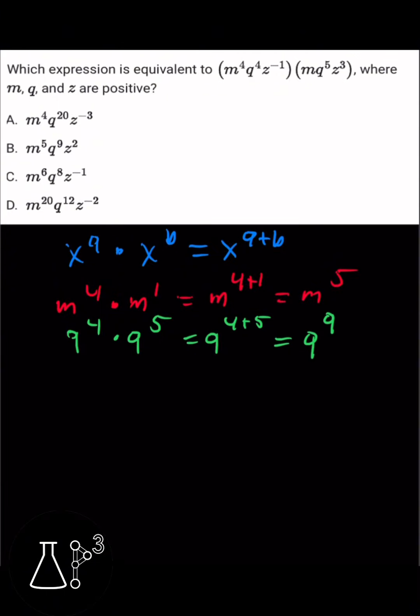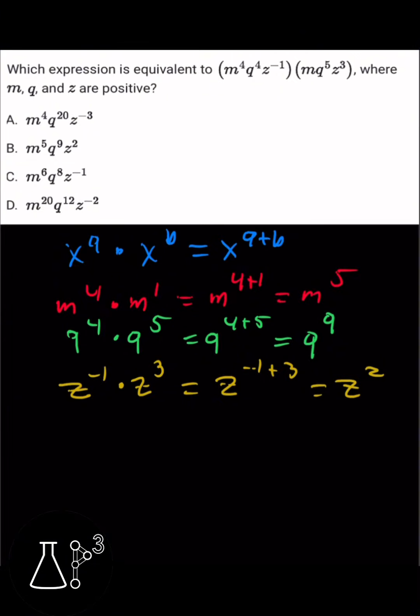So let's do z. Z is a little bit different because we have a negative one, but the same rule applies. So z to the power of negative 1 multiplied by z to the power of cubed, or 3, is going to equal z to the power of negative 1 plus 3, and that's going to equal z to the power of 2. Now, if it was negative, we would use the power rule, which I went over in a previous short video.